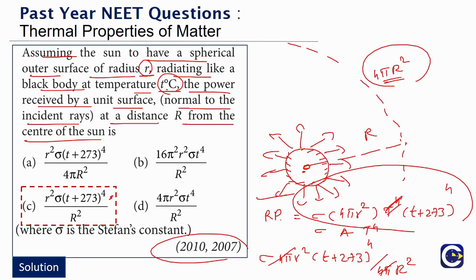So here we are using Stefan's law and the spread of the radiation. The sun being a spherical object, the radiation will be spreading in all directions. If you want to look at how much area it will be falling on at a distance capital R from the sun, the area will be a spherical area of 4 pi capital R square. So here they are asking for the power received per unit surface at a distance capital R, which means we have to look at the total radiation power emitted by the sun divided by the available area at that particular distance.